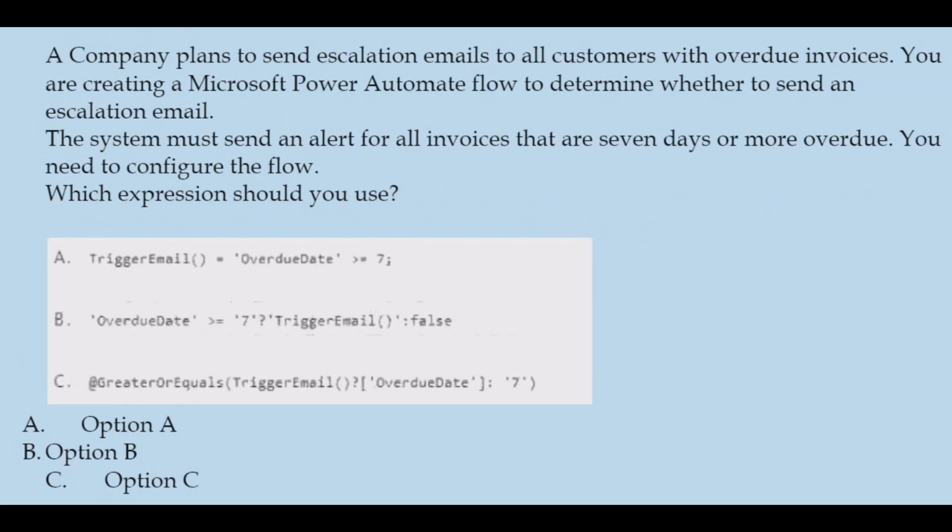Next is, a company plans to send escalation emails to all customers with overdue invoices. You are creating a Microsoft Power Automate flow to determine whether to send an escalation email. The system must send an alert for all invoices that are 7 days or more overdue. You need to configure the flow. Which expression should you use? Kindly see the given expressions. Now, which of the following is the answer? Option A, option B, or option C? Correct answer is option C.